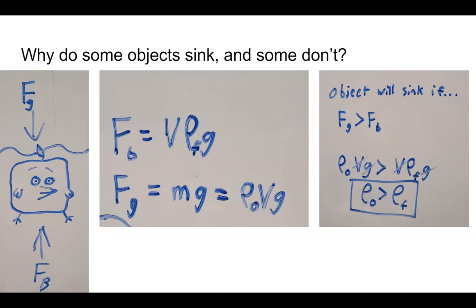And so we know that an object is going to sink if the force of gravity is greater than the force of buoyancy, because then we have a net downwards force, and that means it's going to accelerate downwards, meaning it'll sink. So if we substitute in our two equations, we'll get the density of the object times the volume times gravity greater than the density of the fluid times the volume times gravity, and we can cancel out both the volumes and gravity on both sides and get that the density of the object is greater than the density of the fluid if we want it to sink.